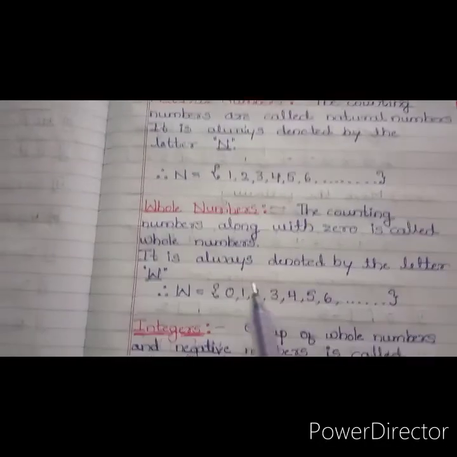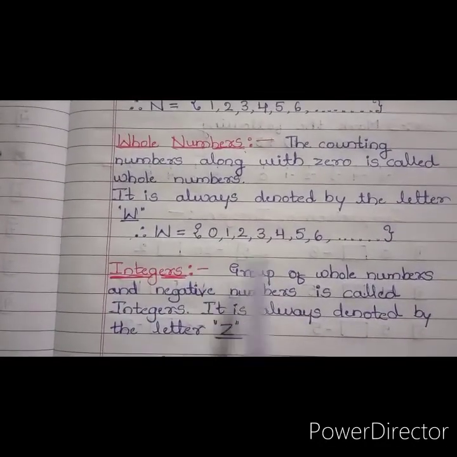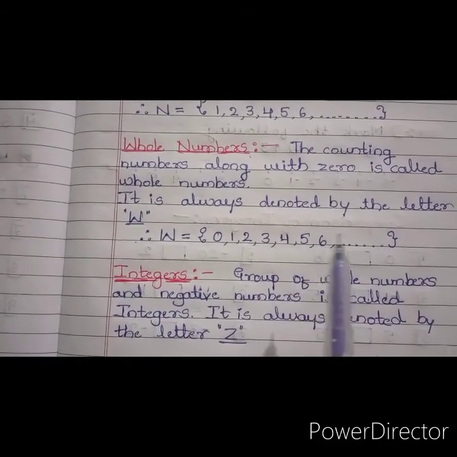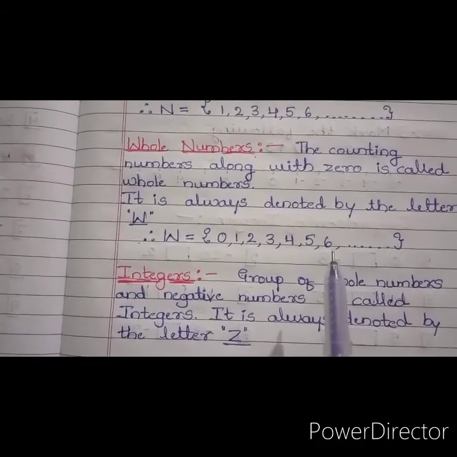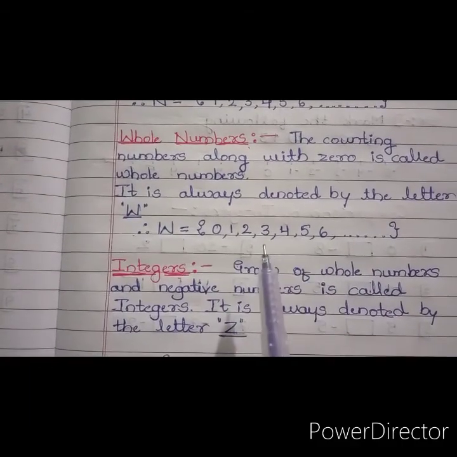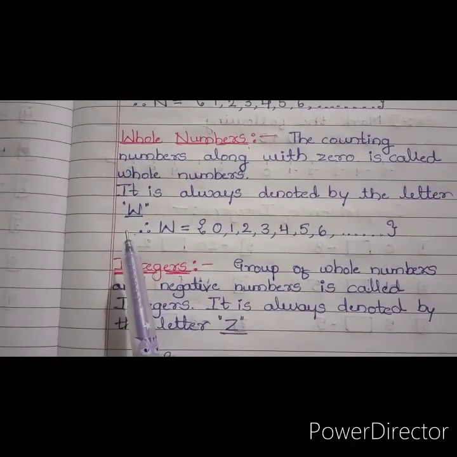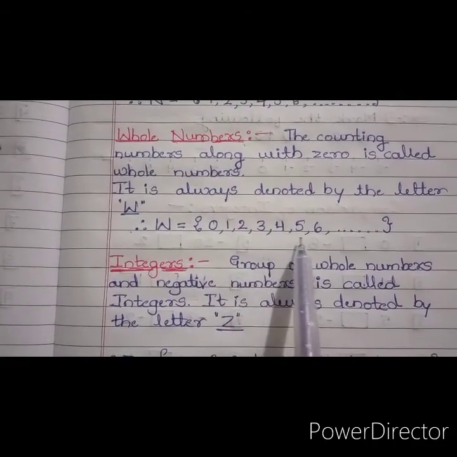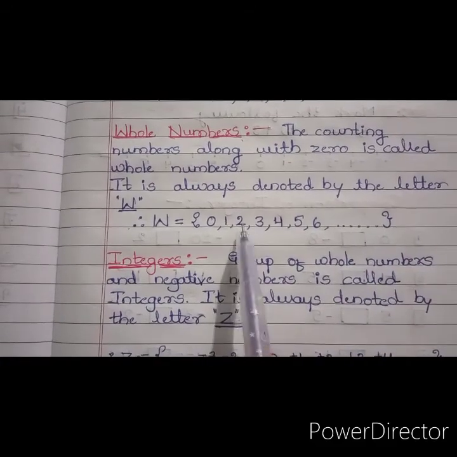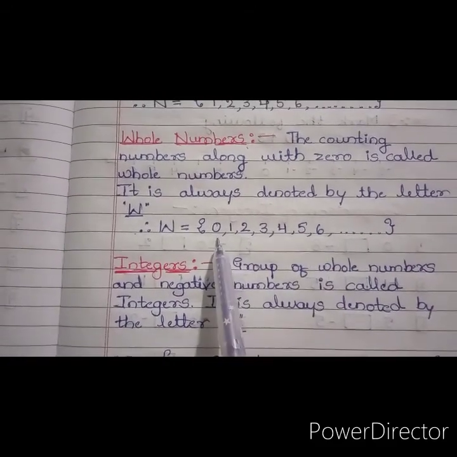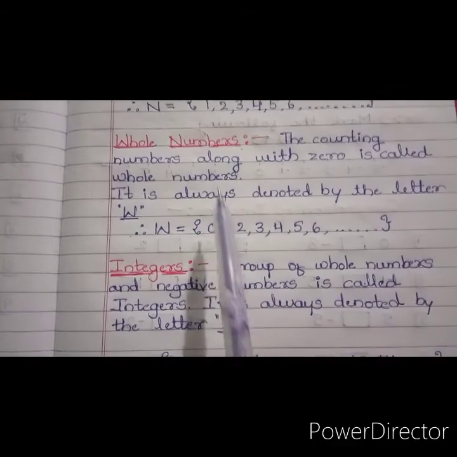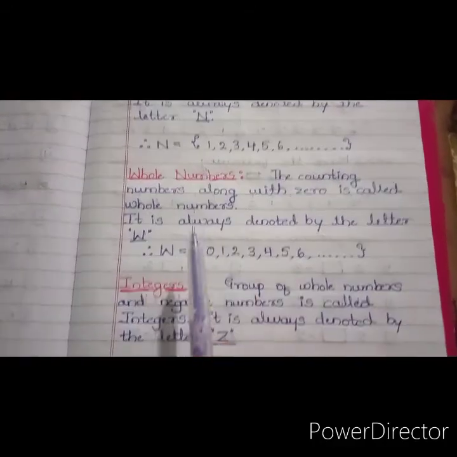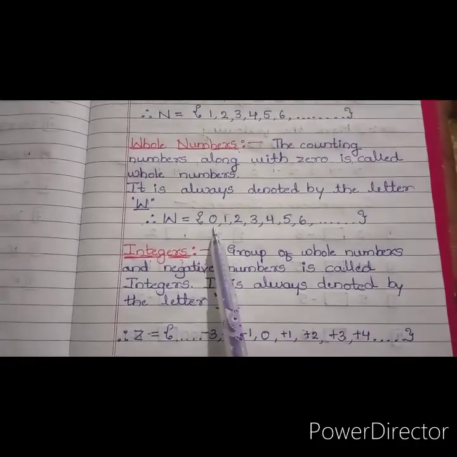Next, whole numbers. The counting numbers along with 0 are called whole numbers. It is always denoted by the letter capital W. So W equals 0, 1, 2, 3, 4, 5, 6 and so on. Here, counting numbers along with 0. In the natural numbers, the least natural number is 1, and here the least whole number is 0.